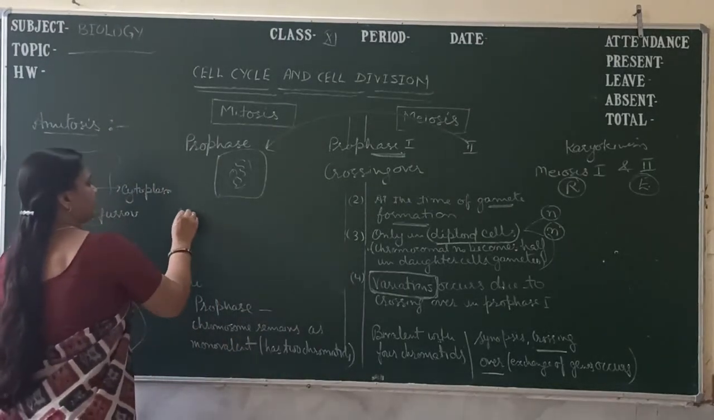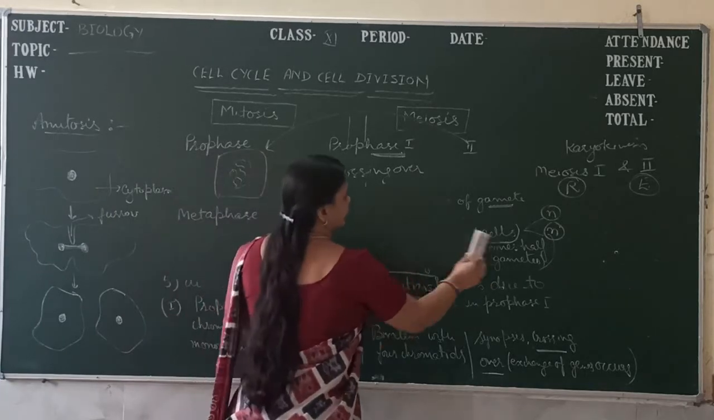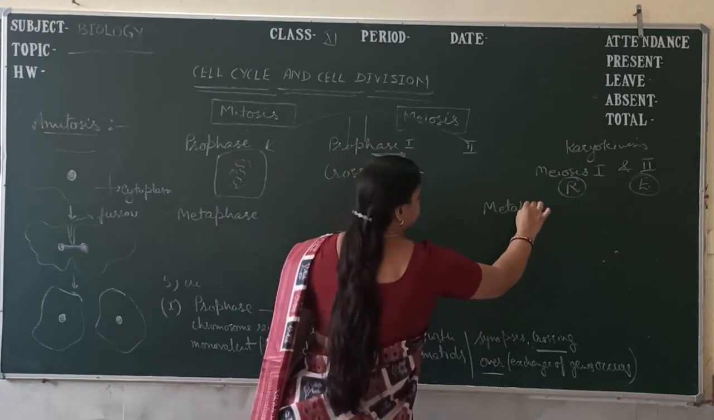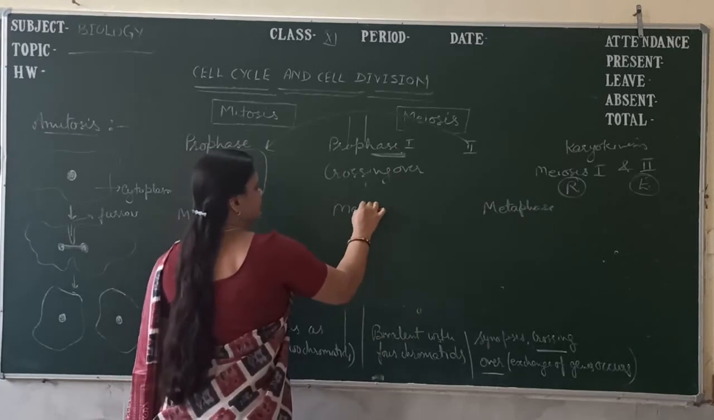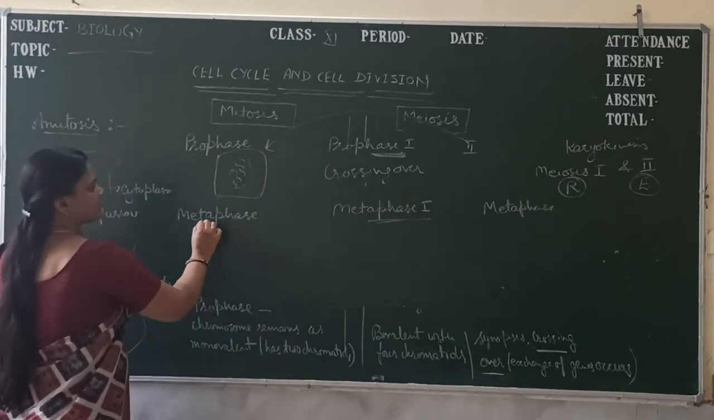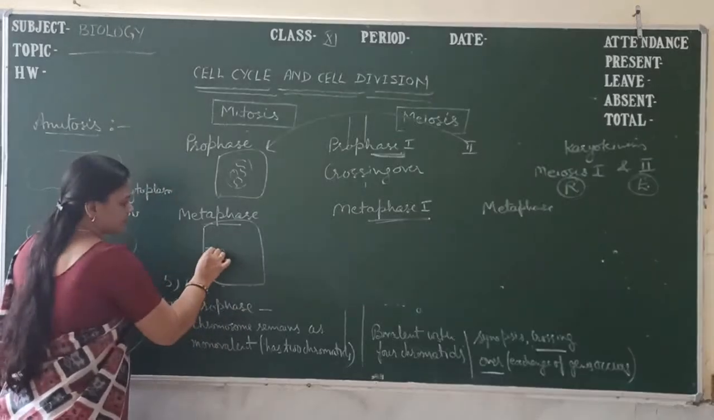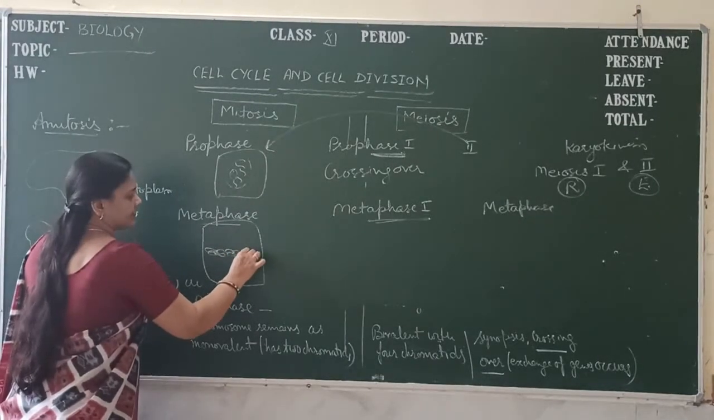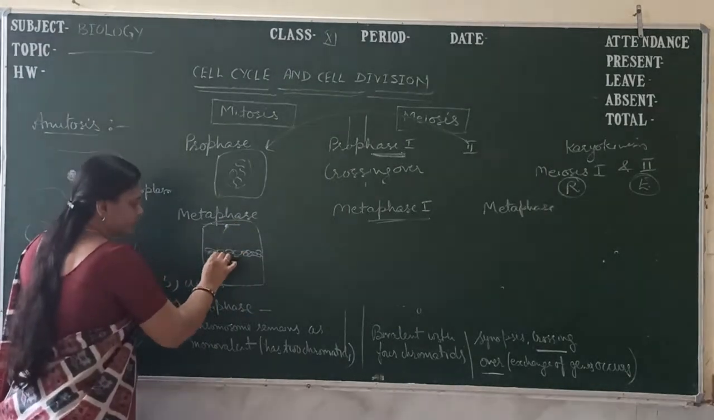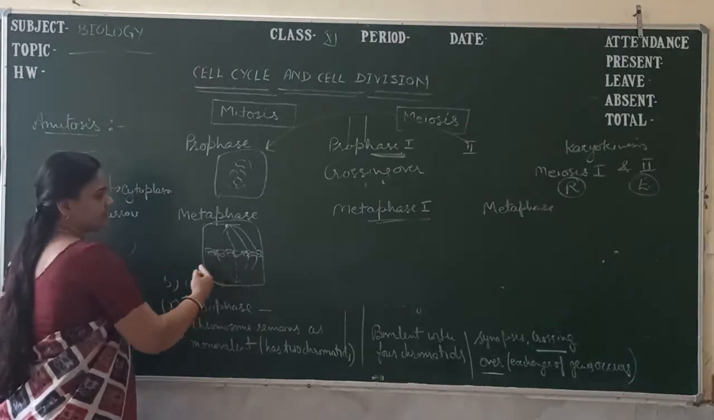What is the difference between the metaphase of mitosis and metaphase first and metaphase second? Metaphase second and metaphase are the same, but metaphase and metaphase first differ. Metaphase first is a stage of meiosis and metaphase is a stage of mitosis. What is the difference? In metaphase, single chromosomes are arranged on the equator, on the metaphasic plate, and they are connected from both sides by spindle fibers. Only single chromosomes make the metaphasic plate.